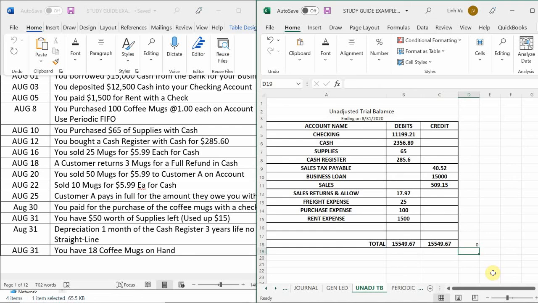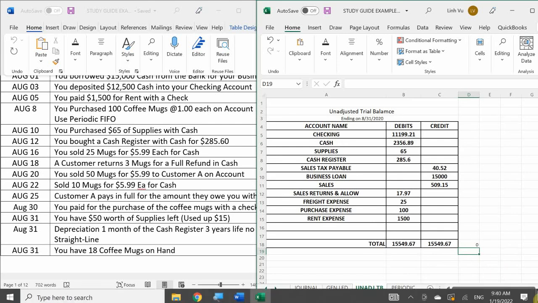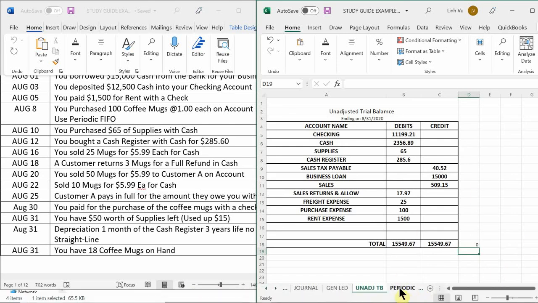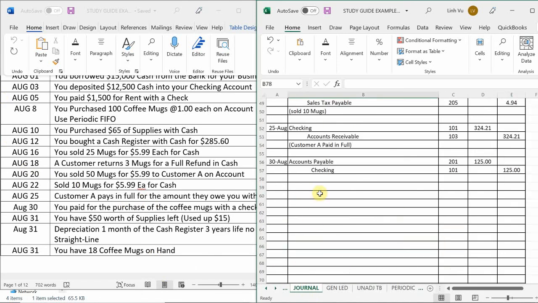Okay. So now we completed our unadjusted trial balance. So now we got to do our adjustments and then we can go ahead and complete the adjusted trial balance, okay? Let's take a look at our adjustments. Our first adjustment is that on August 31st, you should have a total of $50 worth of supplies left. That means you used up $15.